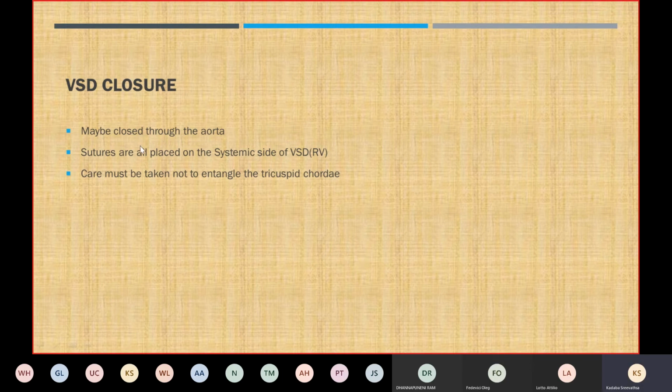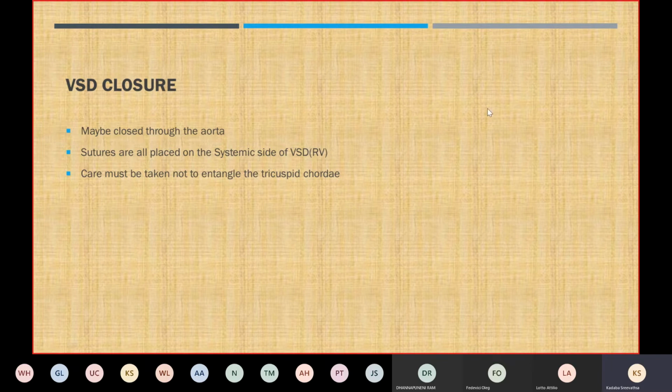Now, historically, VSDs have been closed through the aorta as well. I don't have a picture where the VSD is shown through the aorta. If it is a big aortic valve and we can retract the leaflets and go through the aorta, it is better, because we are less liable to injure the bundle when we are going through the right ventricular aspect, because the bundle is on the left ventricular side, and taking bites on the right ventricular aspect is easier.